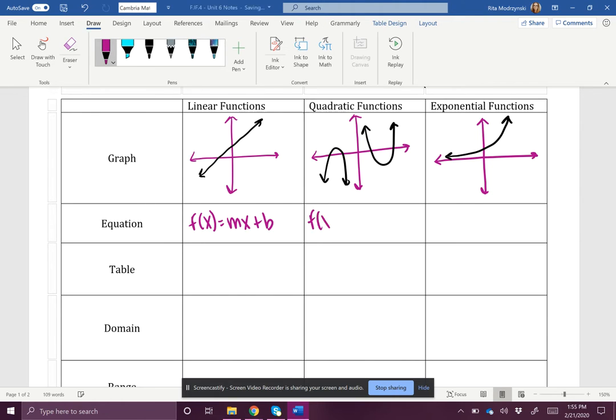For quadratic functions, the standard form is f(x) = ax² + bx + c, where a, b, and c are constant values, and c is our y-intercept. There are also two other forms of quadratic functions, including vertex form and factored form.